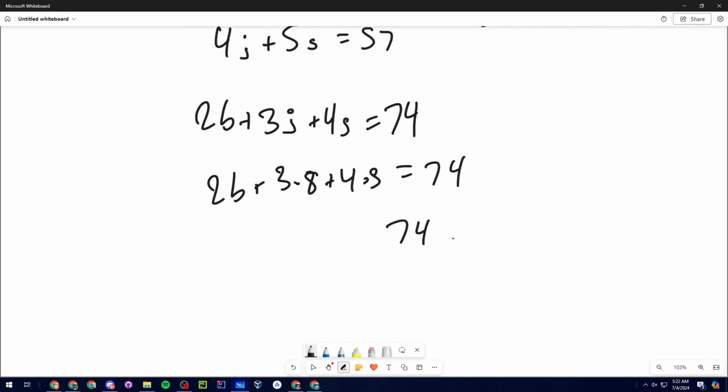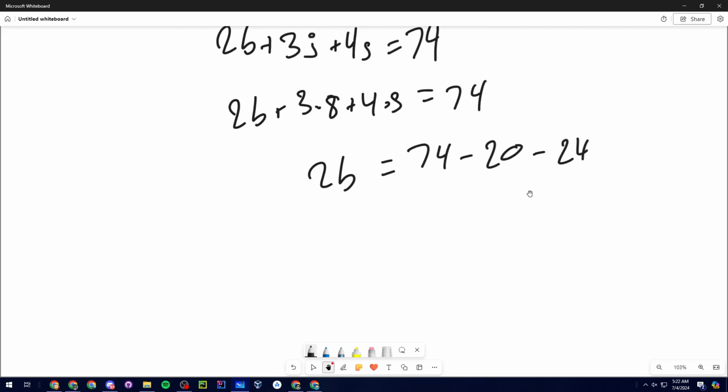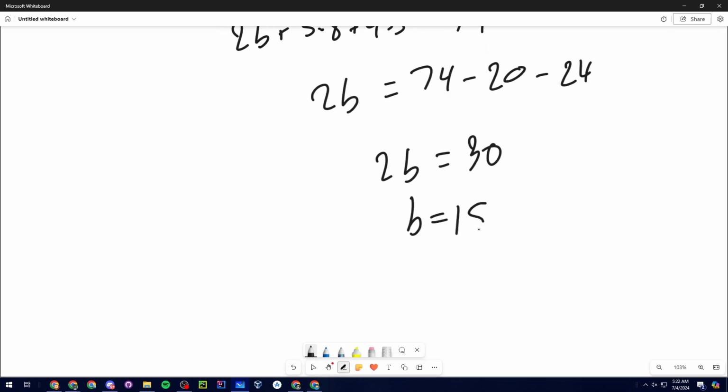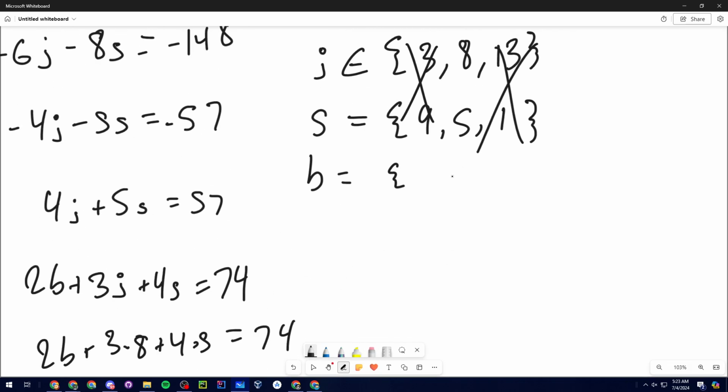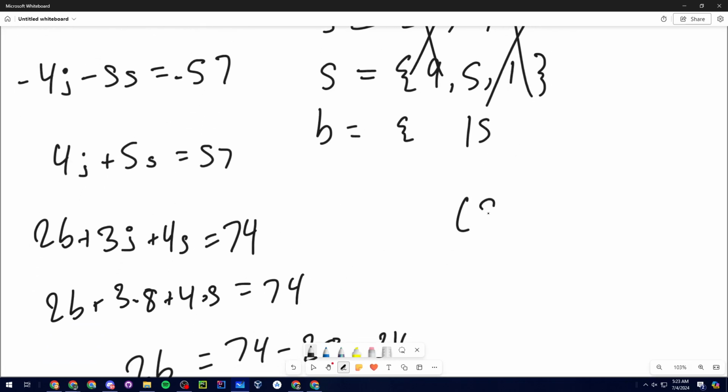So 74 minus 20 minus 24 gives us 2b. Well, what is 74 minus 24? Why can't I do math? That's 50. Okay, 50 minus 20 is 30. So 30 is equal to 2b. So b is equal to 15. And wow, that's an integer. That's perfect. So now we have an integer solution with 8, 5, and then 15.